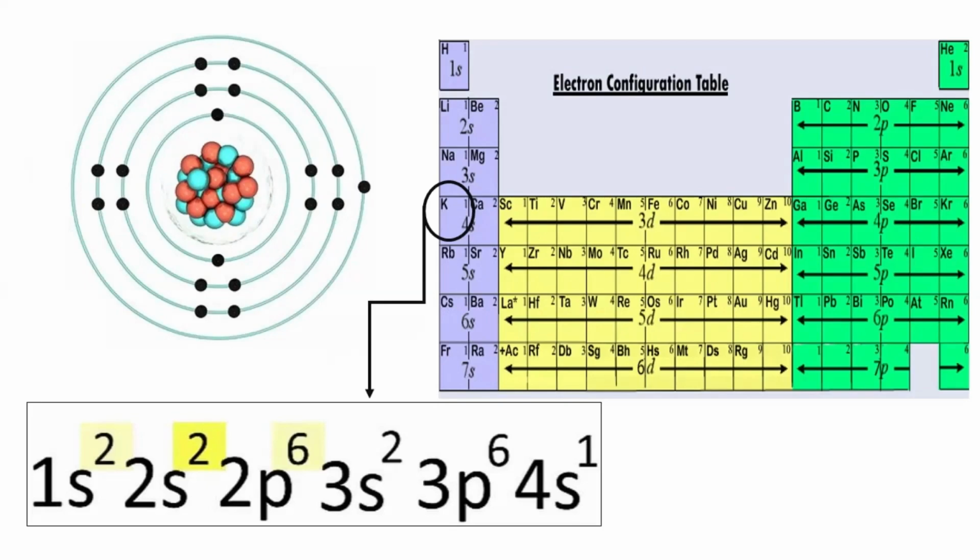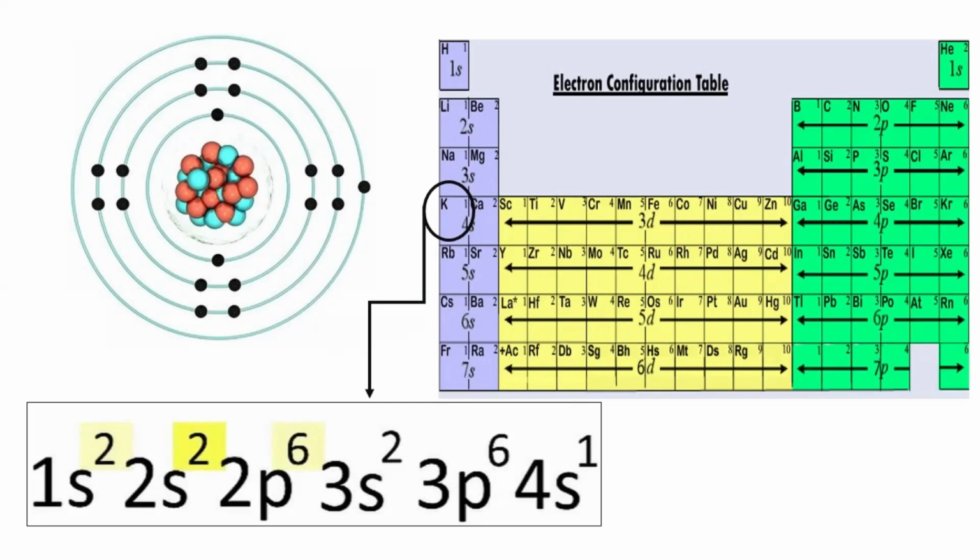Then in the third energy level, it fills 2 electrons in the 3s, giving 3s2, and 6 in the p subshell, giving 3p6, which totals 8 electrons. And the last electron goes into the 4th energy level, and it forms the electronic configuration 4s1. So the potassium's configuration ends with 4s1.